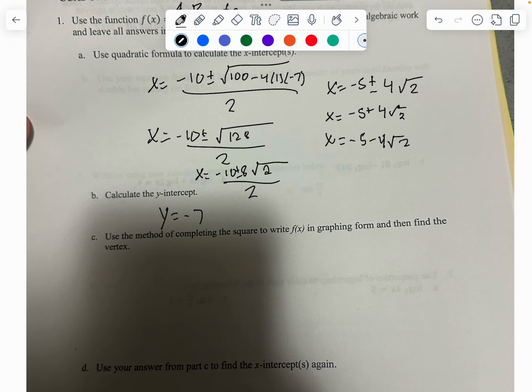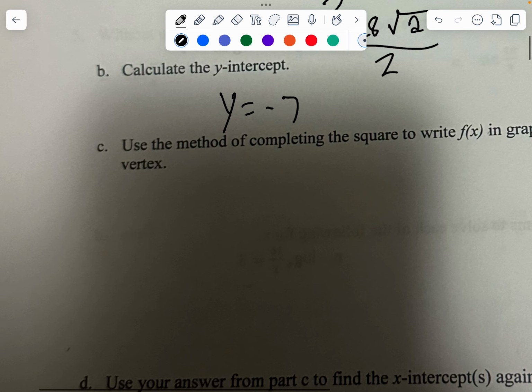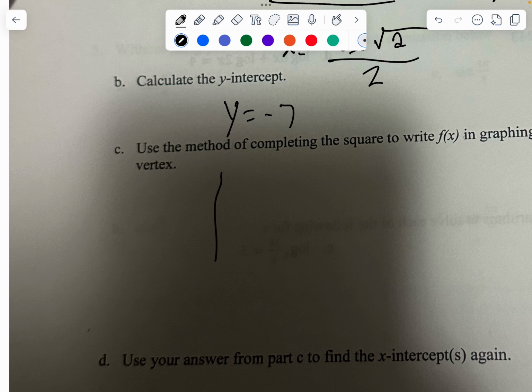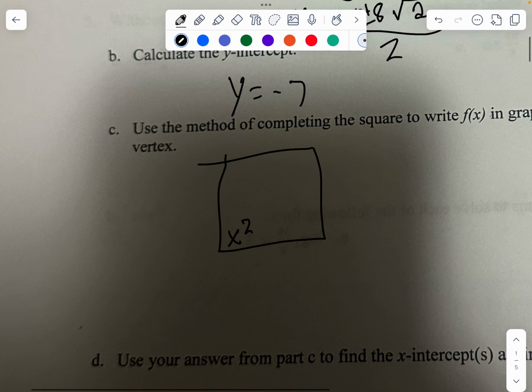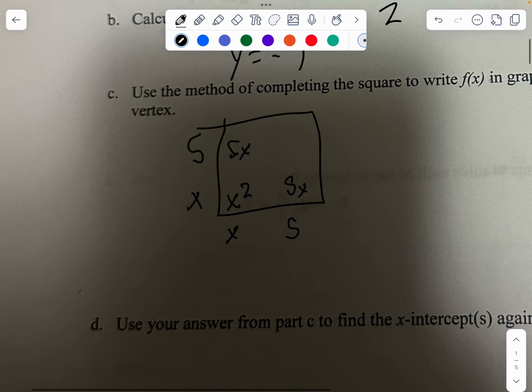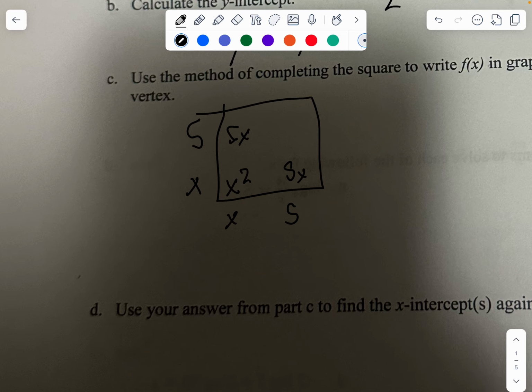Use the method of completing the square. Find the vertex. So complete the square, write the square out. X squared. And then we have 10x, so we split that 5x here, 5x here. Now we gotta do x and 5, x and 5, because x times x equals x squared. 5 times x is 5x. 5 times 5 is 25, so you have 25.